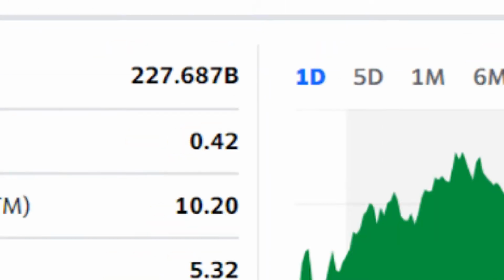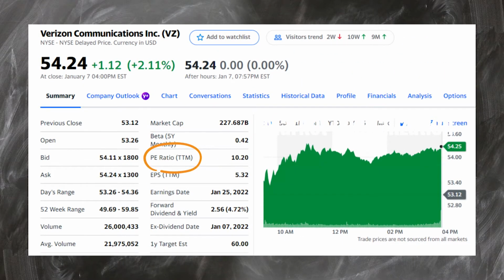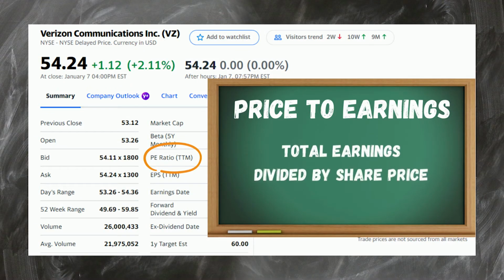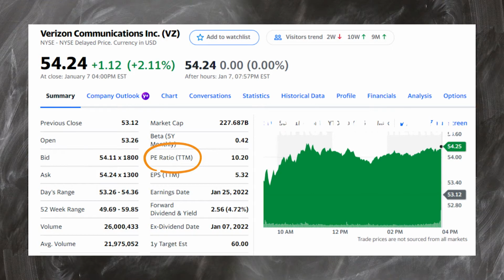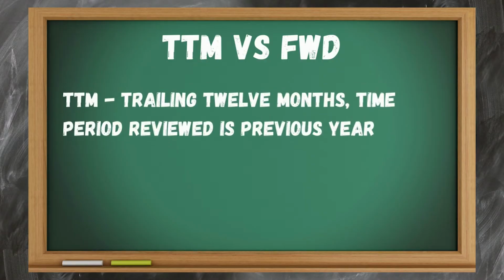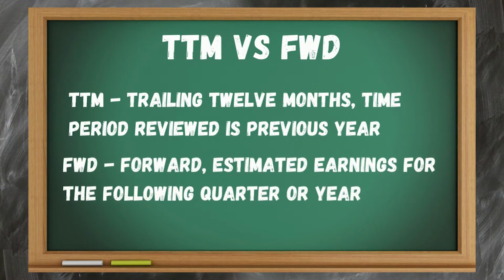Stocks with a beta of less than 1 have a smoother ride as their moves are more muted than the market overall. And then right below beta, you can find the PE ratio. PE ratio stands for price to earnings ratio, and what that tells us as an investor are the total earnings of the company divided by the share price at any given time. If you look, you'll see TTM in parentheses. TTM is an acronym for trailing 12 months, and what that means is the time period being reviewed is the previous year only. Some stock websites use FWD instead of TTM, and that means they're taking the estimated forward earnings of the company for the next quarter or the next year instead of the last year for their evaluation.